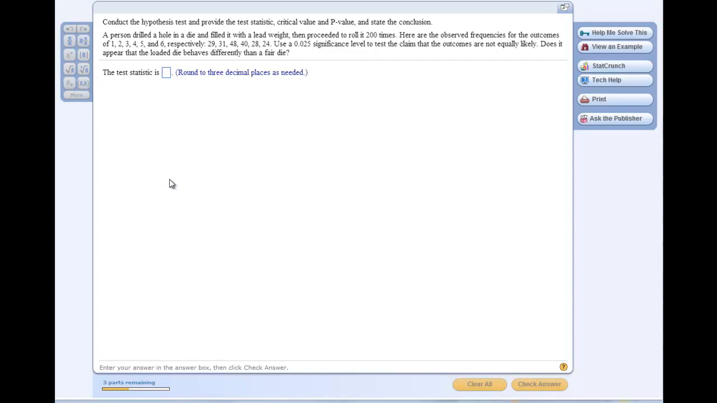Does it appear that the loaded die behaves differently than a fair die? This is an example of a goodness of fit test. We have observations recorded here. 1 was rolled 29 times, 2 was rolled 31 times, 3 was rolled 48 times, and on out. Now, if the dice were fair, out of 200, we would expect 200 divided by 6 for each group.